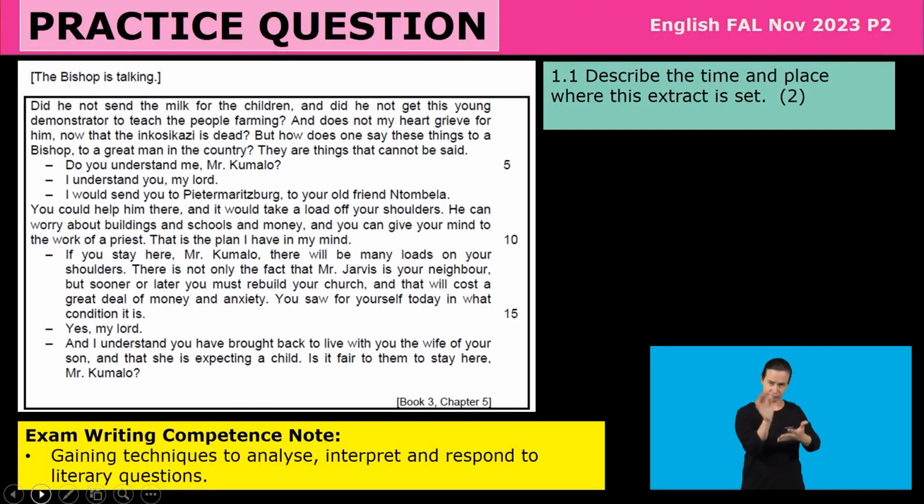Now remember, we're looking at 2 aspects. We're looking at time and we're looking at place, which means this question is going to allocate 1 mark for time and 1 mark for place. So let's see what our response says.